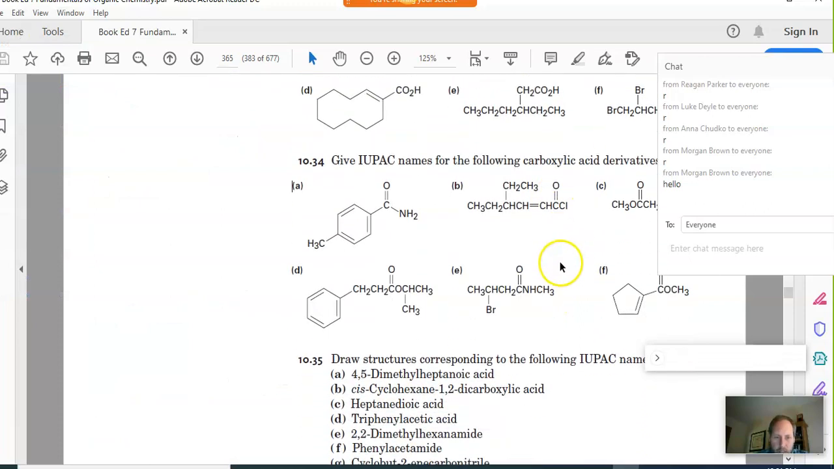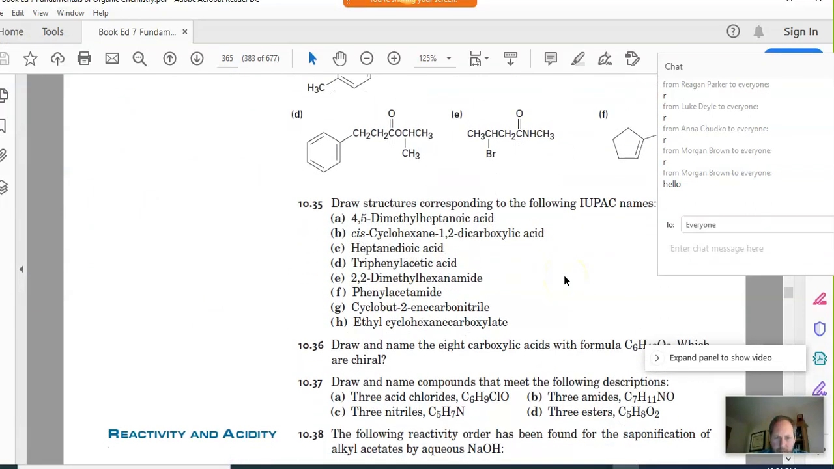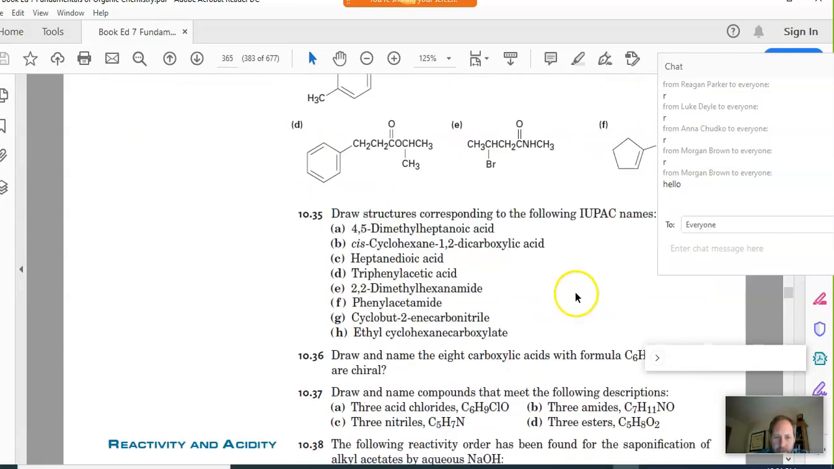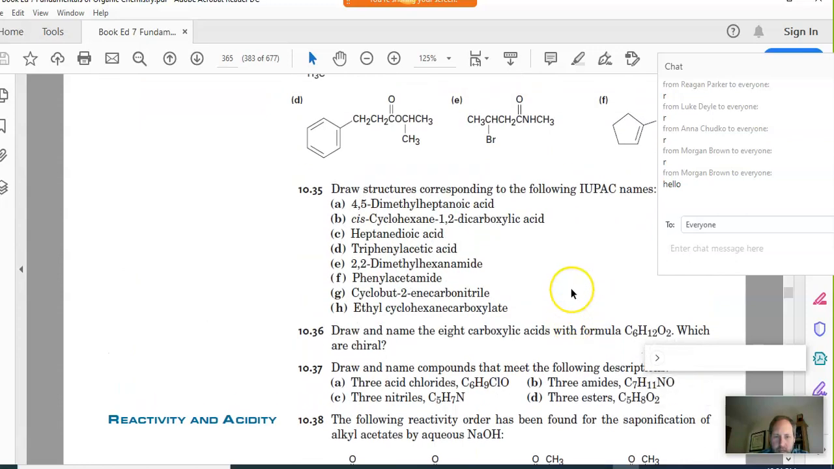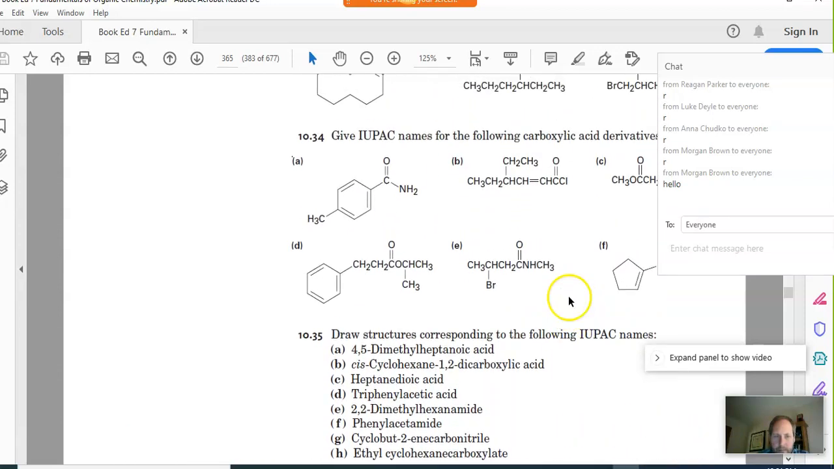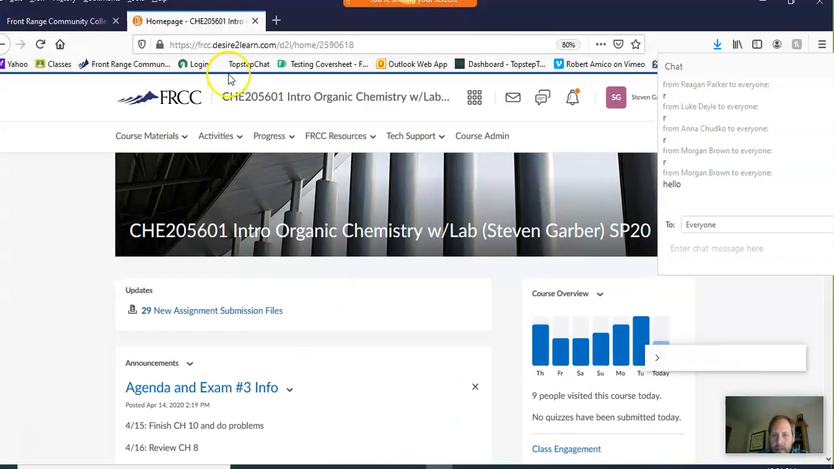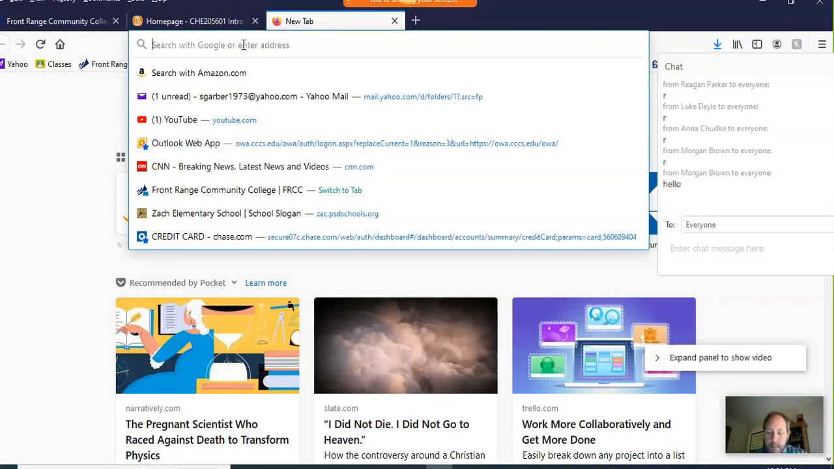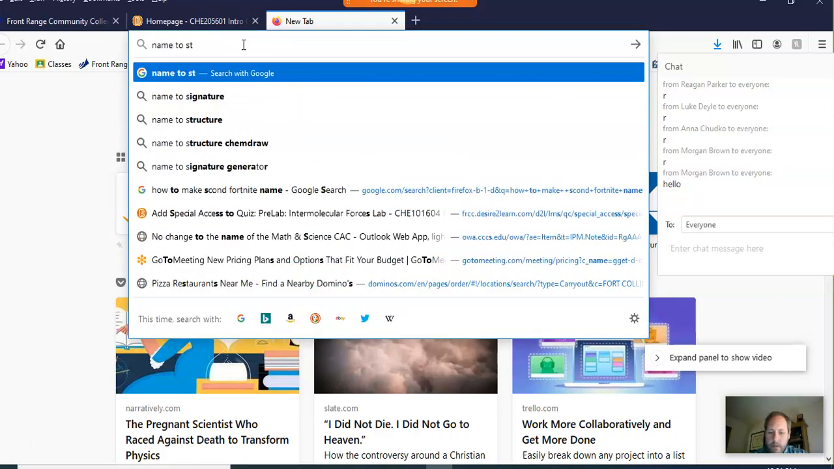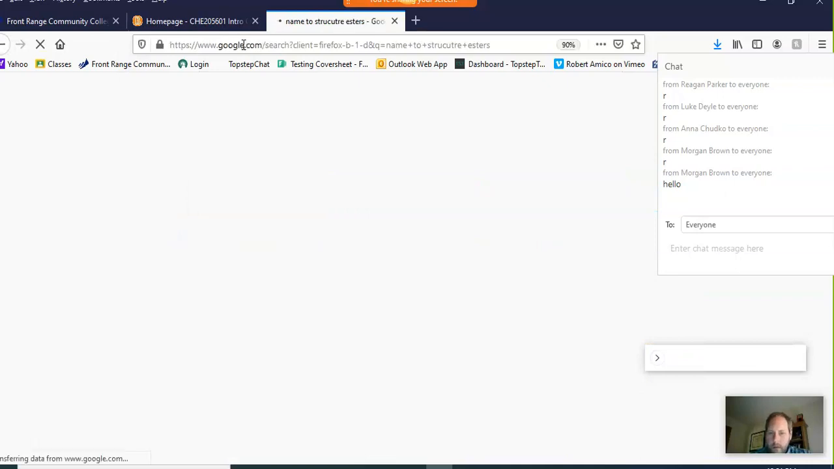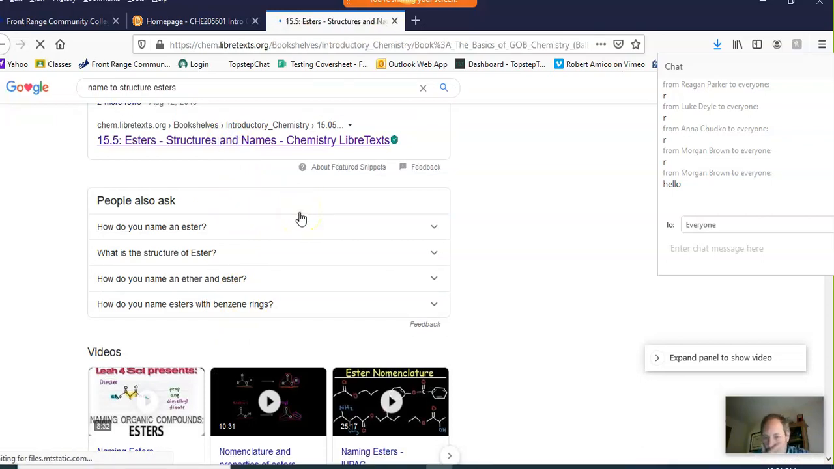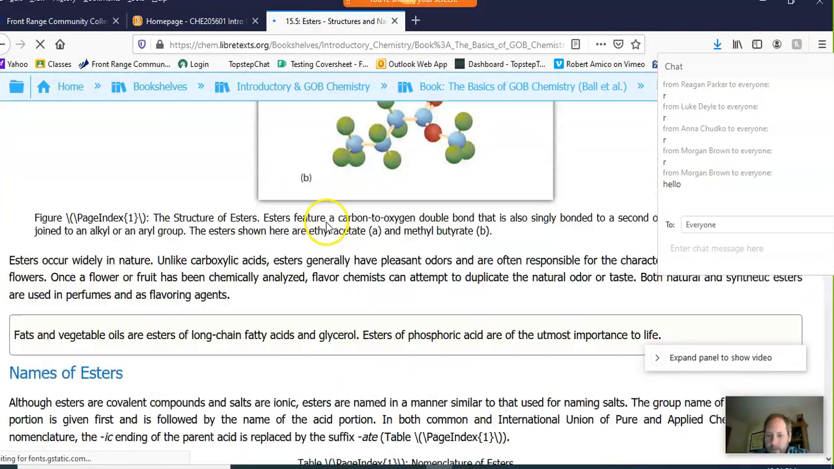Let's do this. Let's see if I can. I like the names of structures too. I don't really have any of those. It would have been nice to do one of those for an ester. These are all acids, amides. Yeah, I didn't have one. You know what? I'll just give you one. Let's see if I can find something here. Let's see what we can get here. Let's see what we can find. Anything interesting.